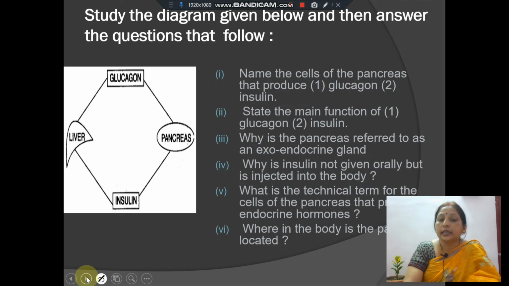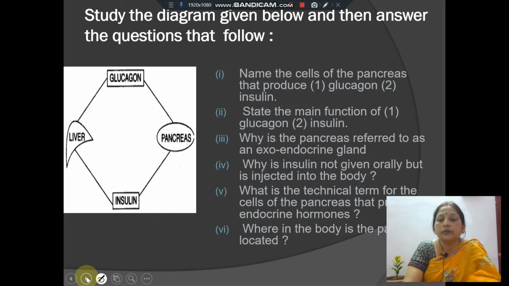Why is the pancreas referred to as exoendocrine gland? Because it acts as an exocrine gland and secretes pancreatic juices for digestion, and as an endocrine gland it secretes insulin and glucagon. Why is insulin not given orally but is injected into the body? The reason is, if it were given orally, there is a chance that it may be digested by the protease enzymes present in the stomach.